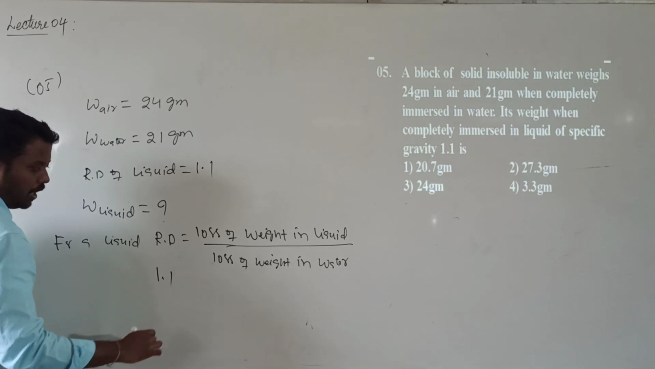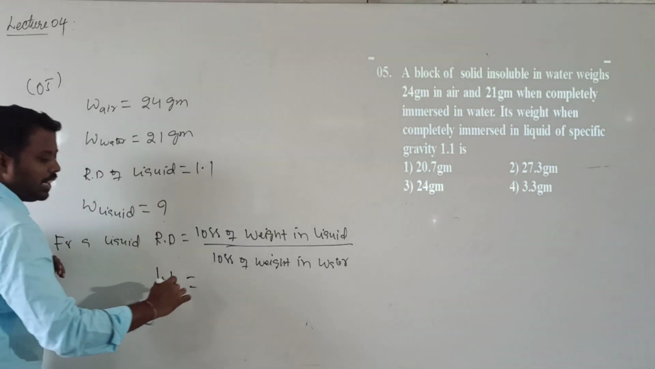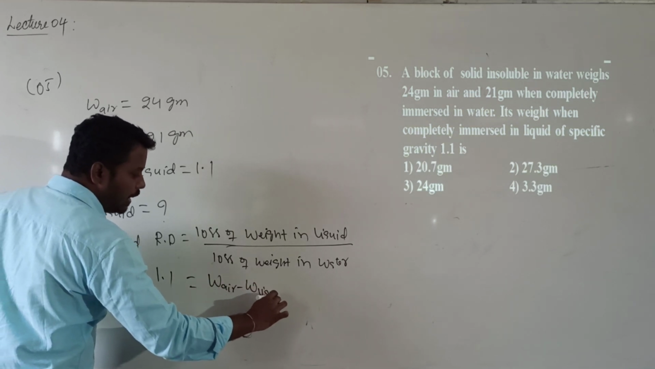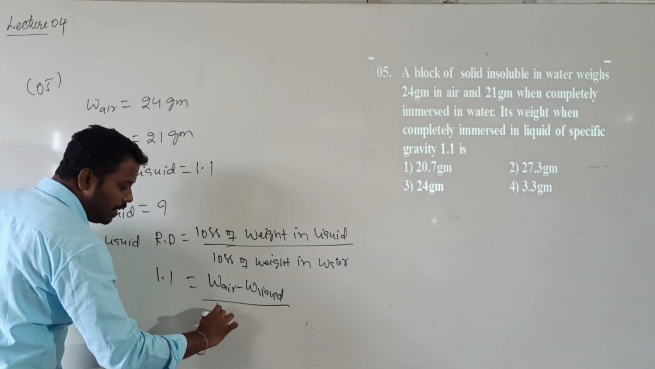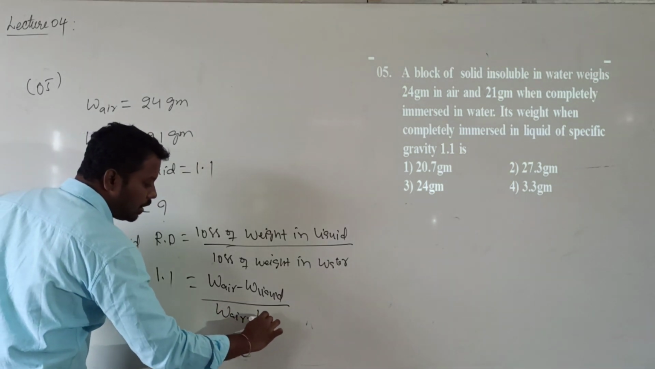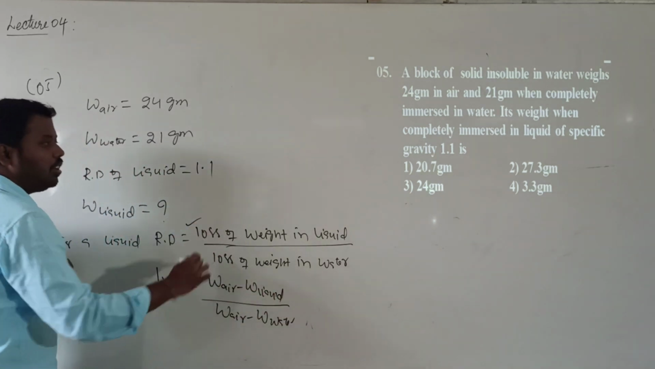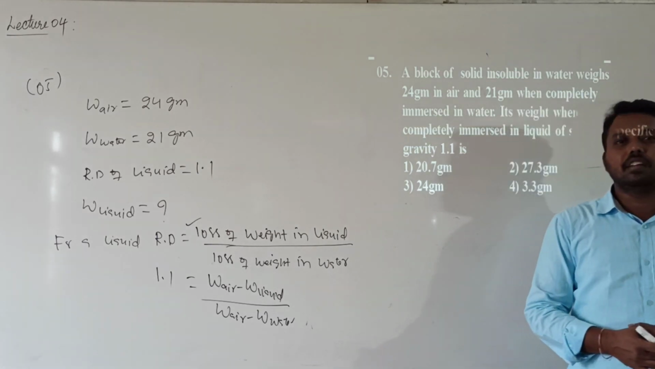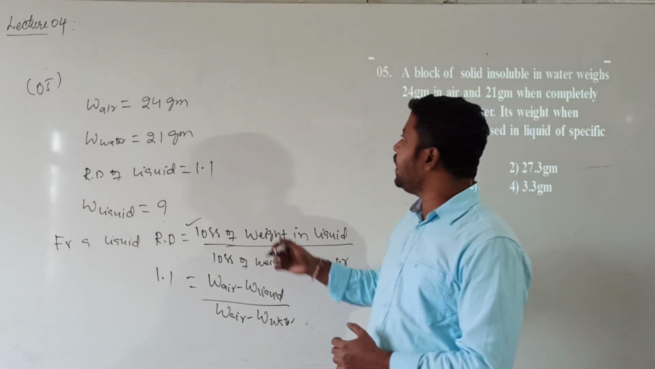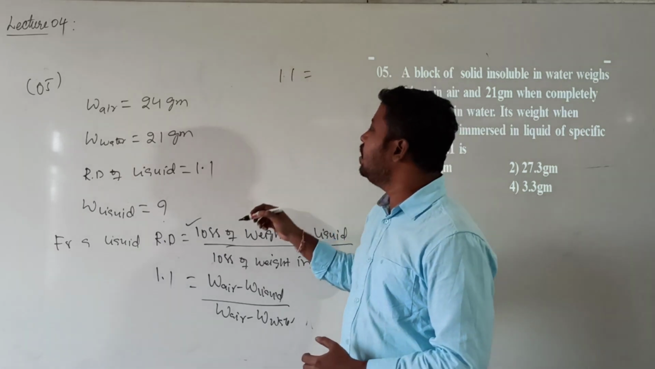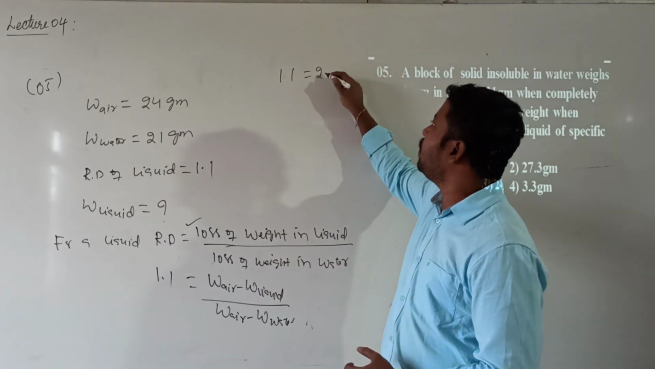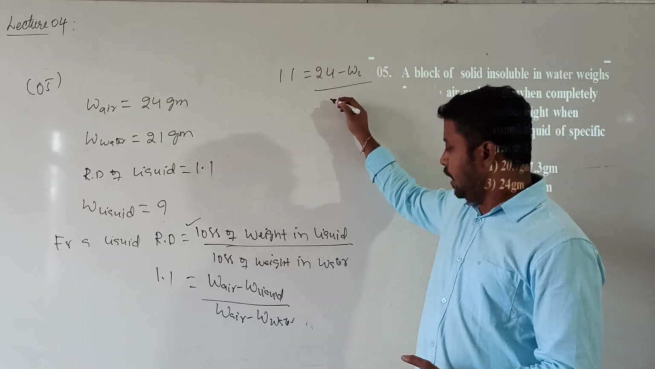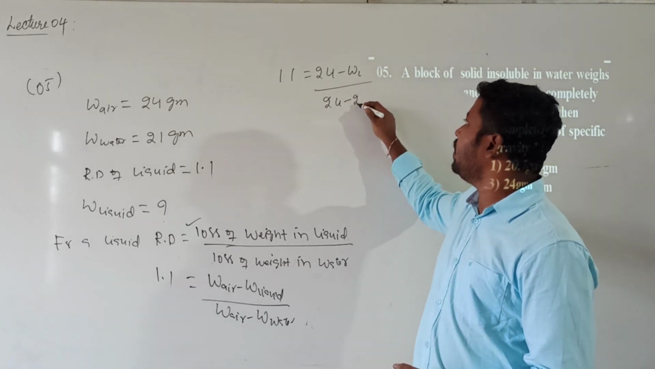So then what will I get? The relative density is given as 1.1. The loss of weight in liquid is the weight in air minus the weight in liquid, divided by the weight in air minus the weight in water. Correct? You have to remember this formula for the relative density of a liquid, the second application of Archimedes principle. So 1.1 is equal to the weight in air, given as 24, minus the weight in liquid, which I don't know and want to calculate, W liquid, divided by 24 minus 21.